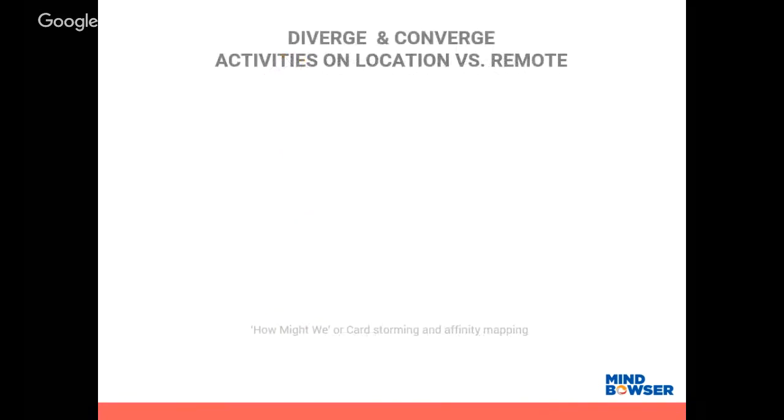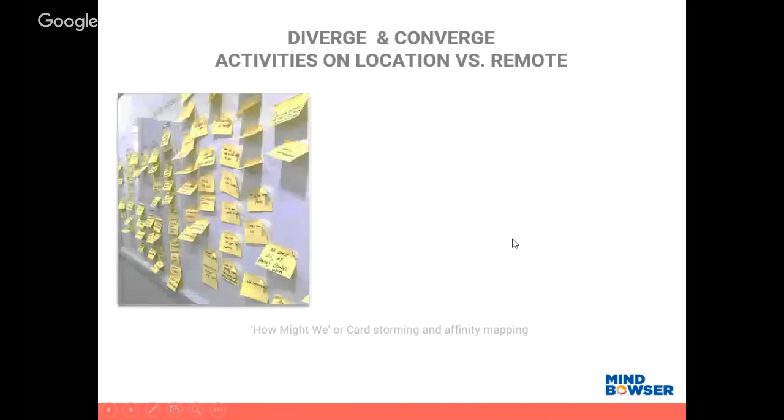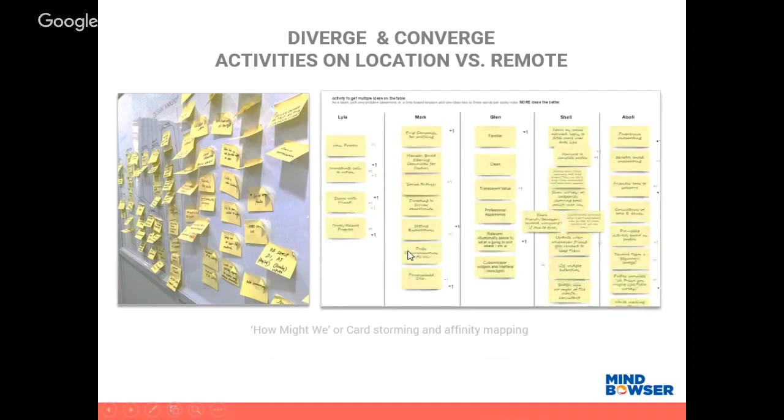So these are some ideation, diverge, and converge activities that are real world versus the remote world. So we might do a how might we, or a card storming or an affinity mapping activity in a physical sprint, which would look like this, as against a card storming activity or affinity mapping activity, which would look like this in an online collaboration tool like Realtimeboard.